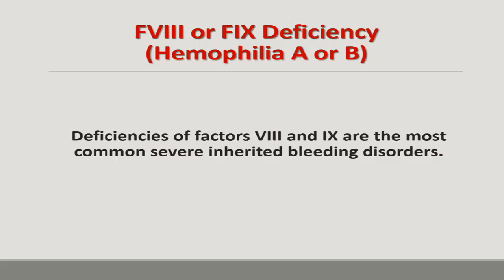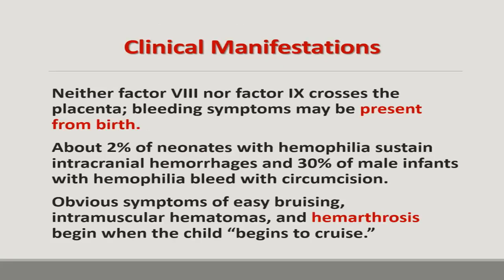We talk about factor VIII and 9 deficiency, hemophilia A and B. In fact, they have the same clinical manifestation. The deficiency of these two factors is the most common severe inherited bleeding disorder. As we know, neither factor VIII nor factor 9 crosses the placenta, so bleeding symptoms may be present since birth. 2% of neonates with hemophilia might develop intracranial hemorrhage, while 30% of male infants with hemophilia bleed with circumcision. Obvious symptoms of hemophilia, with easy bruises and intramuscular hematoma or hemarthrosis, bleeding in the joint, usually begin when the child starts to cruise or creep.